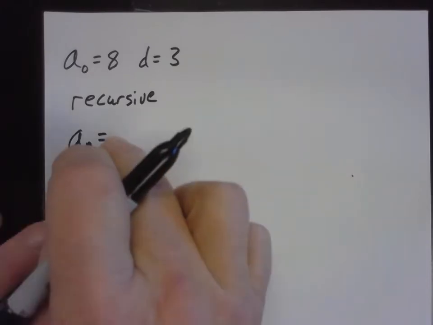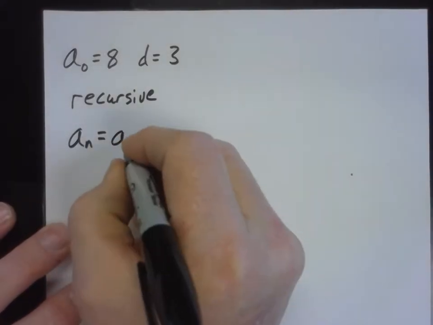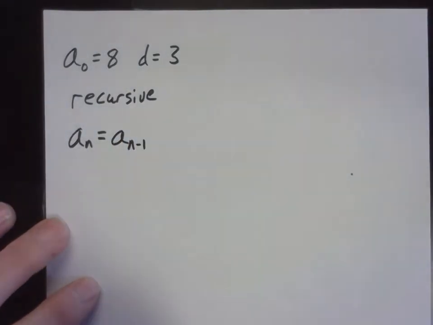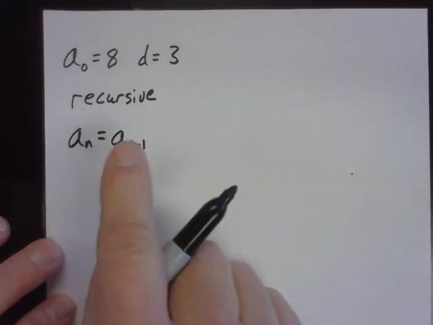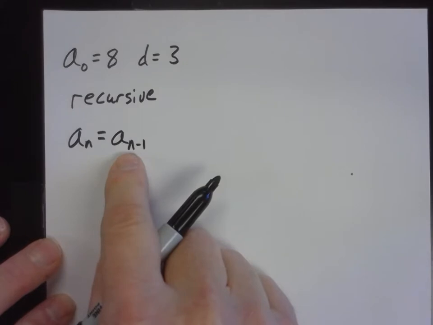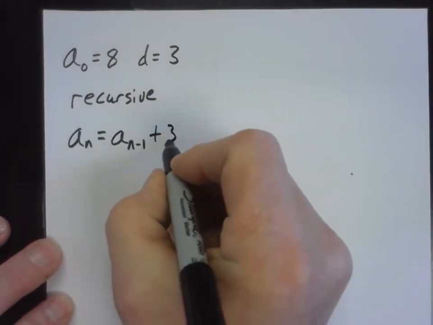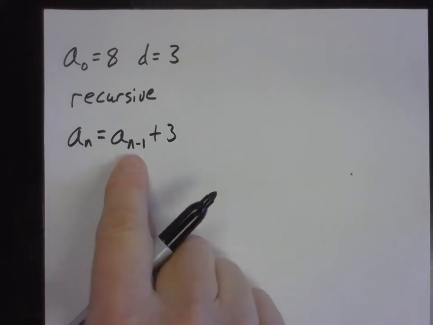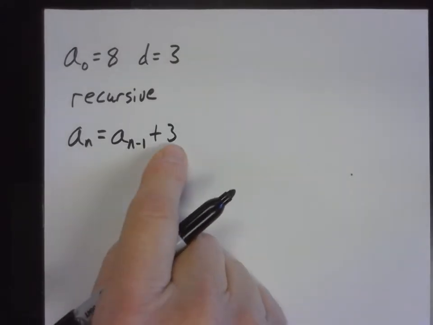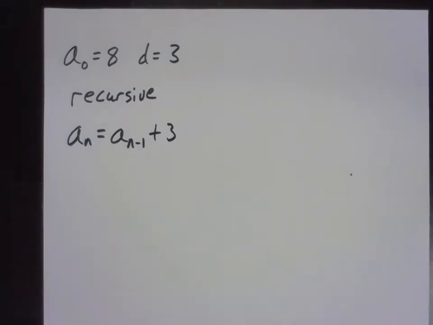Okay, so here's the way we write that. It equals a sub n minus 1. So if I want the nth term, I take the a sub n minus 1 term, so the one right before it, and I add 3. That is the recursive rule. That's how this thing reoccurs. If I want the 20th term, I take the 19th term, and I add 3. Good to know. Always good to know how we get the next one, right?